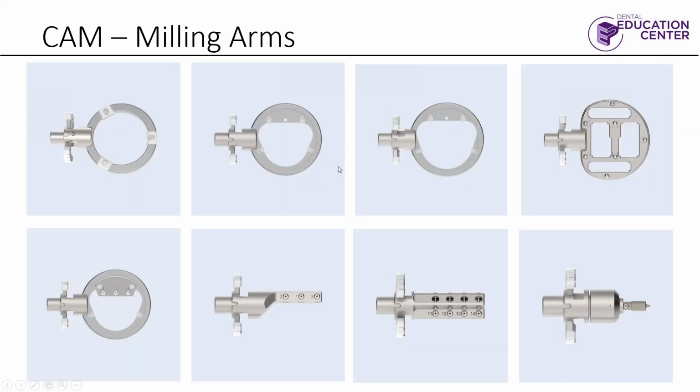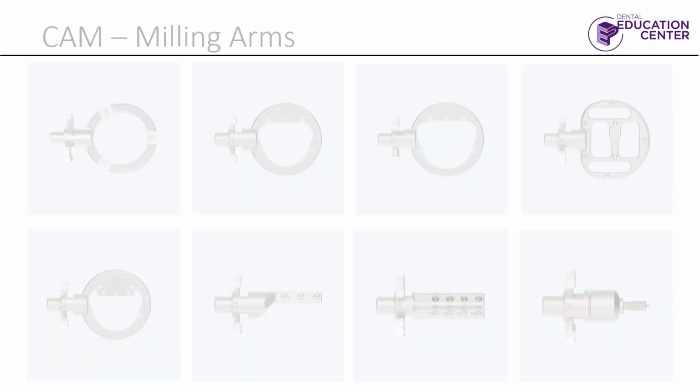These are the arms I was telling you about, and this is what really makes your mill future-proof for the Amann Girrbach Motion 2. You can see there's a 3-blank holder, a 12-blank holder, titanium, dentures, a number of different arms available for the Motion 2.